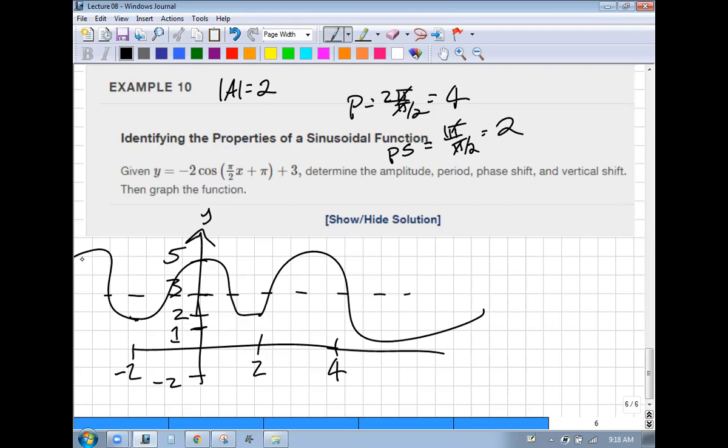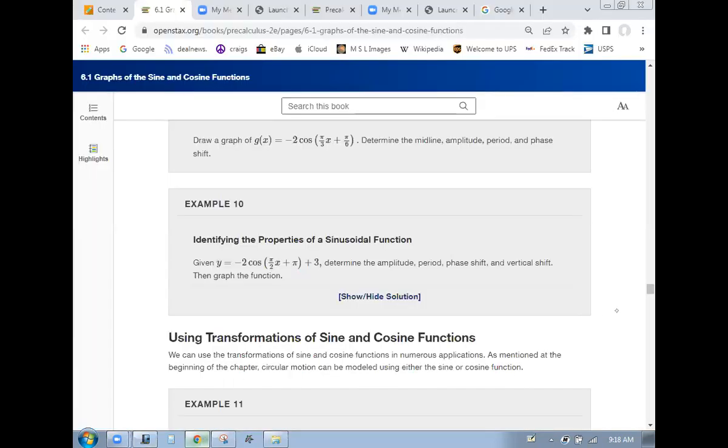So again, there's only four buttons, A, B, C, and D. It's far less than there are buttons on your PlayStation controller. So I know you can do this.